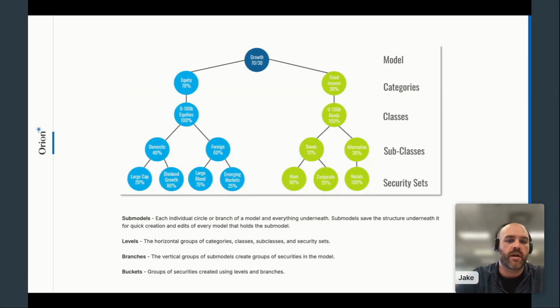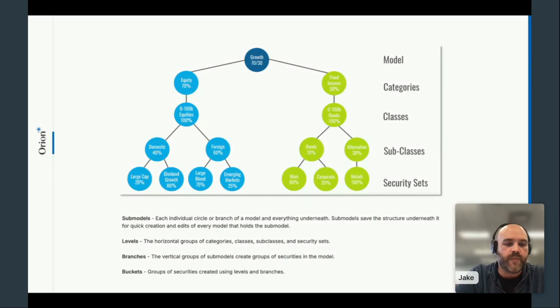When we look at a model that's a little bit more complicated, we refer to these as either multi-level models or complex models. The idea is that they have the splits at the top and different sections to define different areas. You can see the very top node where it says growth 70/30. We refer to that as the parent node.